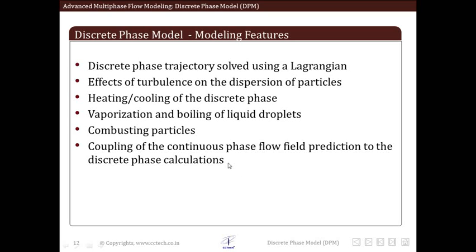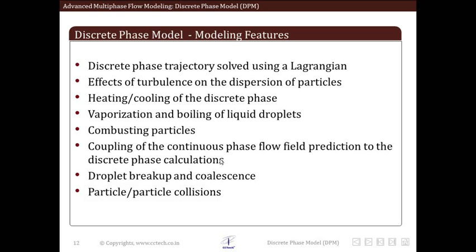We can also include coupling of the continuous phase flow field to the discrete phase calculations. We can also model droplet breakup and coalescence. We can also model particle-particle collisions.